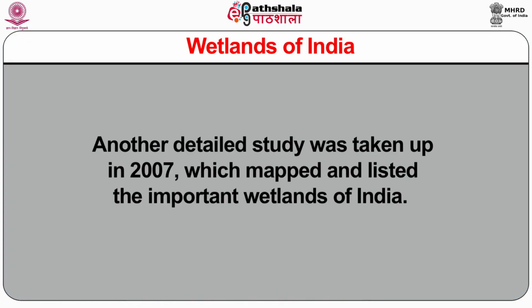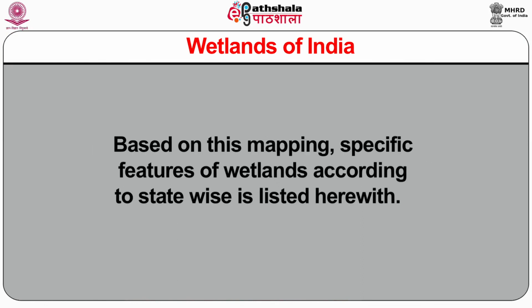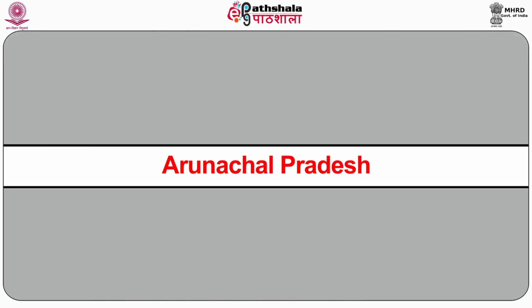Another detailed study was taken up in 2007 which mapped and listed the important wetlands of India. Based on this mapping, specific features of wetlands state-wise are listed herewith. Arunachal Pradesh. There are 1534 wetlands identified through the mapping.